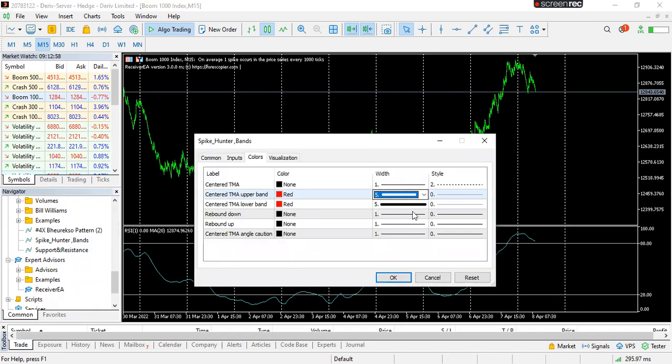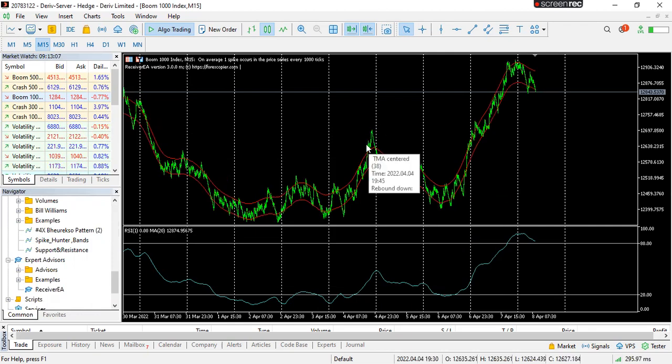Let me just quickly change this back to 1. However, you can see it very clearly here. It comes outside and then it sells for a very long time. It comes outside here and then it buys for a long time. Gives you 1, 2, 3, 4, 5 tests outside the band here, and then crazy buy.